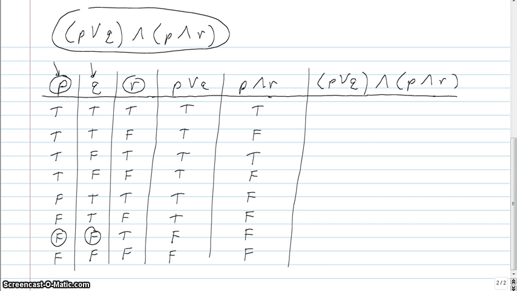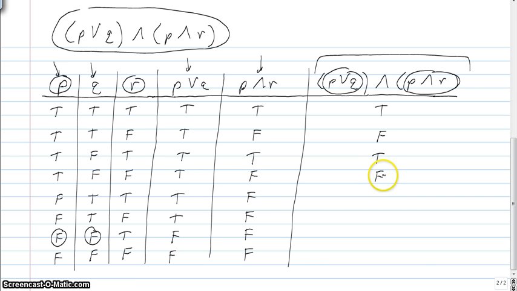Okay, and then finally I can put this one together. Ultimately this is an AND statement. Okay, so I've got P or Q in this row, P and R in this row, so the statement that I'm looking at will be true only if both this guy and this guy are true. So in the first row, they're both true. Second row, one is false. Third row, both true. Fourth row, one is false. And let's see, the rest of the way I have at least one that's false. So it's going to be false, false, false, false.